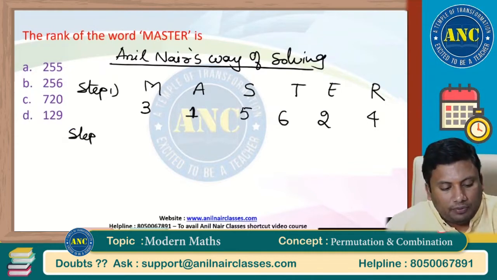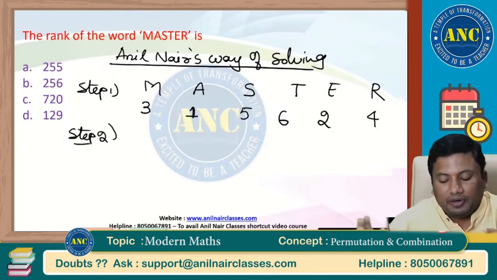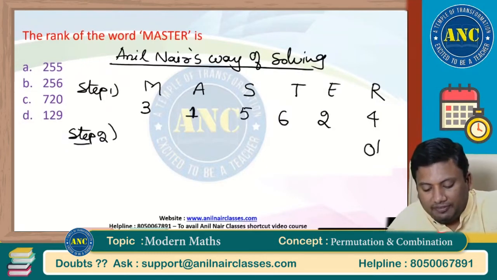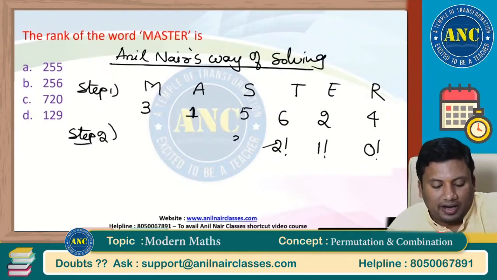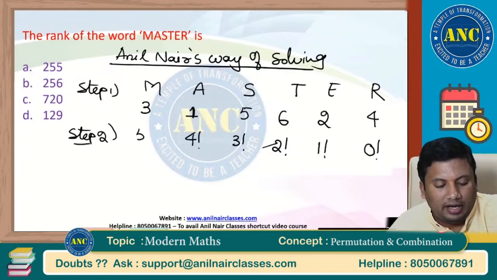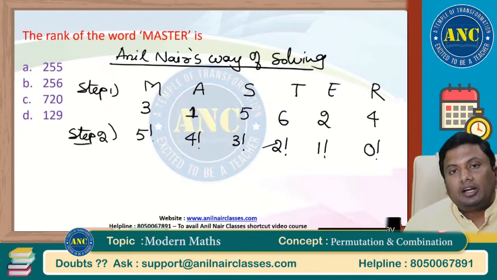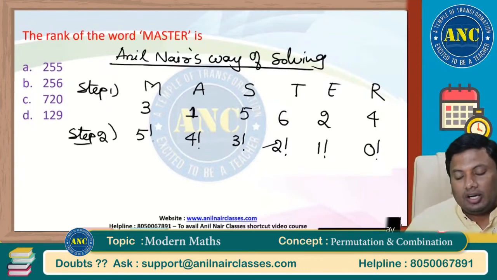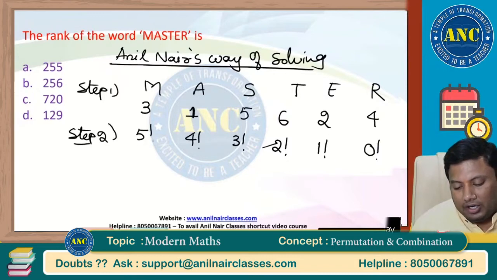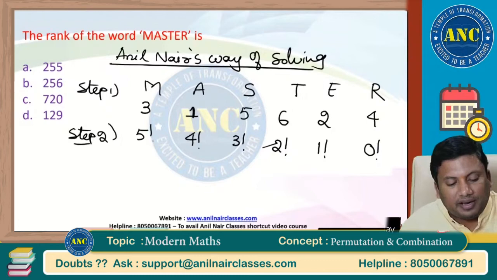Step number 2. Come from the rightmost. Start the factorial numbers in a serial order: 0 factorial, 1 factorial, 2 factorial, 3 factorial, 4 factorial and 5 factorial. Starting from right to left, write down the factorials in the serial order: 0 factorial, 1 factorial, 2 factorial, 3 factorial, 4 factorial, 5 factorial.